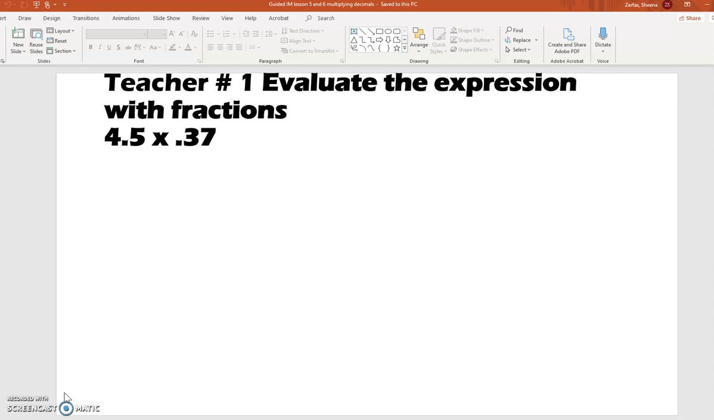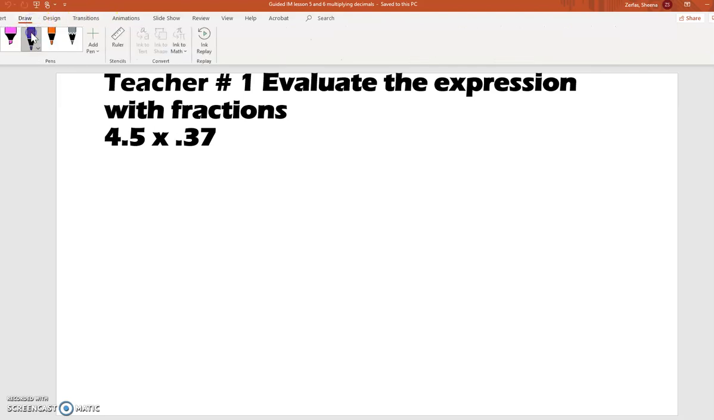The first way I'm going to solve this problem is by using fractions. When we have place value, it is easy to go from a decimal to a fraction. So I have 4 and 5/10 multiplied by 37/100. When I go to write these as fractions, I'm going to use the denominator that goes with the lowest place value. So looking at the first one, I have 45/10, so I'm going to write this as tenths, and again we have 45. So that's eliminating the decimal point.